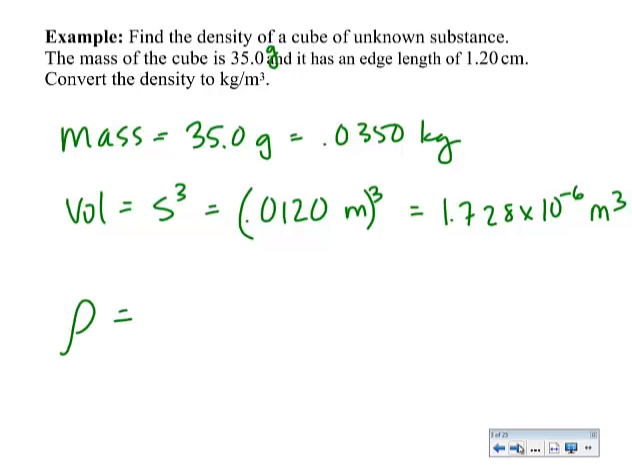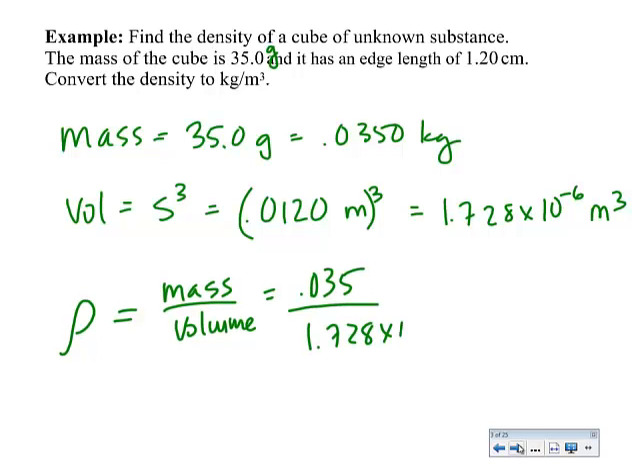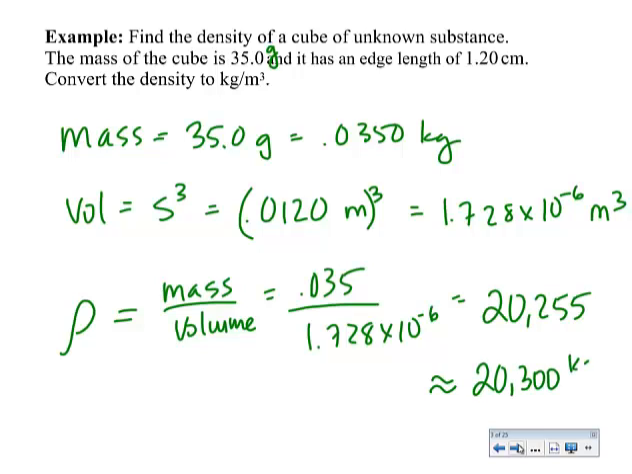Then my density will be mass over volume, or 0.035 over 1.728 times 10 to the negative 6th. So that's 20,255, and I'm going to round to the proper number of sig figs, which would be 3. So that's 20,300 kilograms per meter cubed.